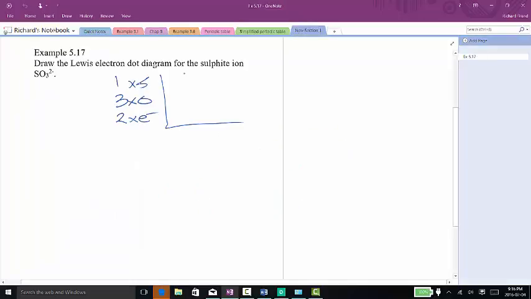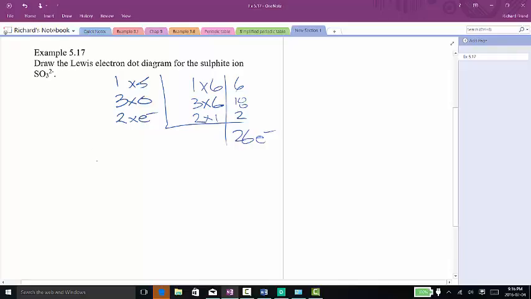So in the polyatomic ion sulfite, we have 1 sulfur atom, so that's 1 times 6, 3 oxygens, 3 times 6, and 2 electrons from the charge, so that's 2 times 1. Now I'm going to do my valence electron tally. 6, 18, and 2 makes 26 valence electrons to distribute.